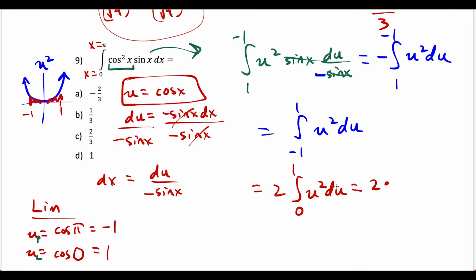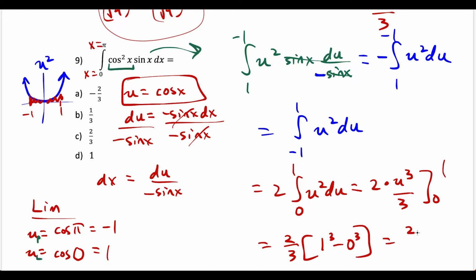So we have 2 times, and we have u to the third over 3, and we're going from 0 to 1. So now we just plug in. We have 2/3 times, so I leave the constant out, and I have 1 to the third minus 0 to the third, which is going to be 2/3 times 1, which is just 2/3. Choice C is our answer.